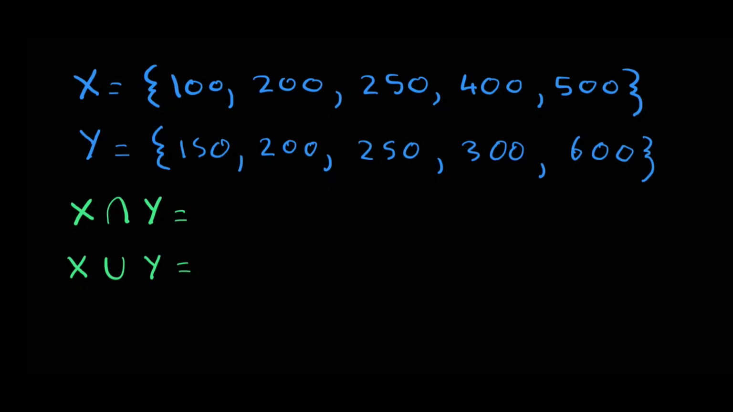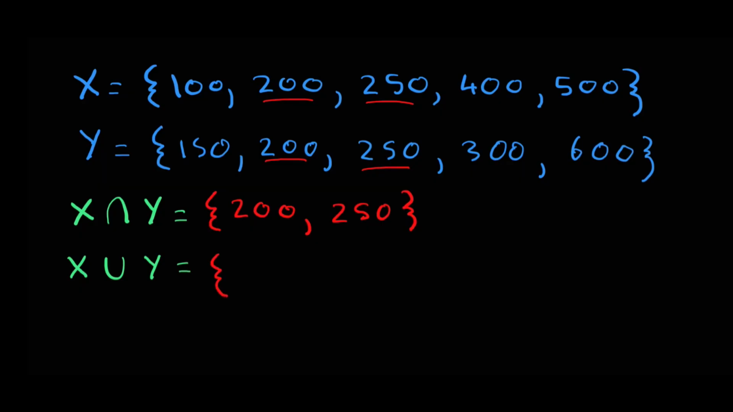So we'll start with the intersection, which is a set of numbers in both sets X and Y. So I'm going to go through set X, and I'm going to see which numbers in set X are also in set Y. So 100 isn't in set Y, but 200 is in set Y, so we add 200. 250 is in both X and Y, so we add 250. 400 from set X isn't in set Y, and 500 from set X also isn't in set Y. So the intersection between X and Y is 200 and 250.